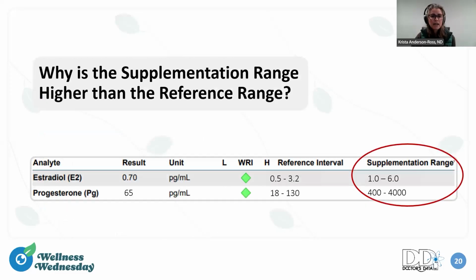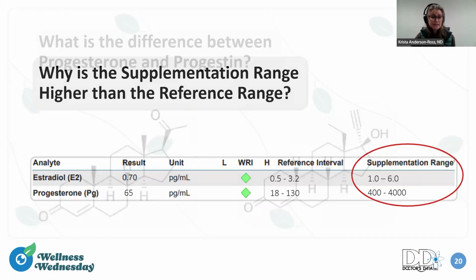For estradiol and progesterone, why is the supplementation range higher than the reference interval? Again, our supplementation ranges are based on the work of Dr. John Lee, and they reflect a healthful, youthful endocrine glands output. Dr. Lee tracked thousands of patients' response to treatment, and he found that it was within these ranges that symptoms and bone density improved. And his data has been validated by our database of over 180,000 processed saliva test kits.